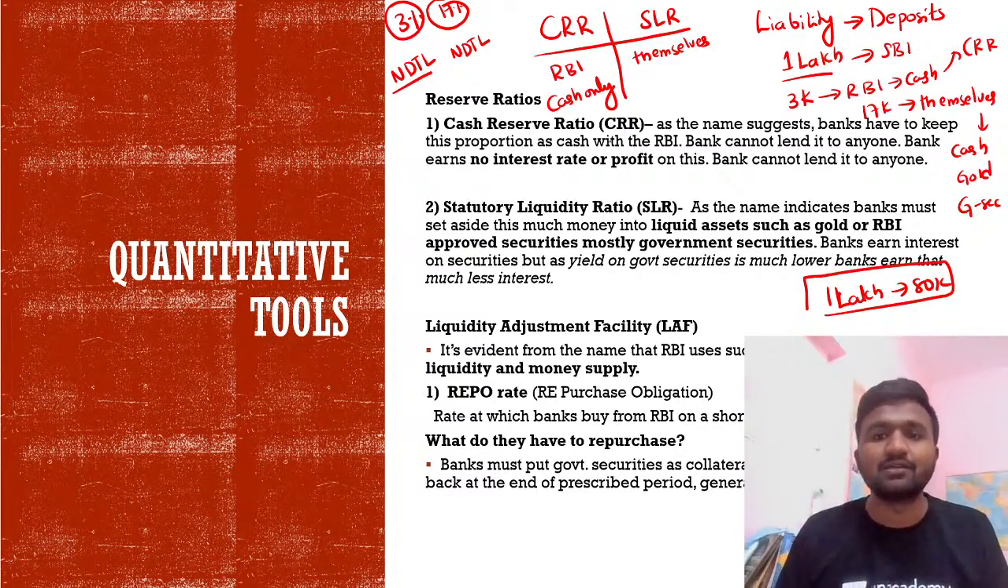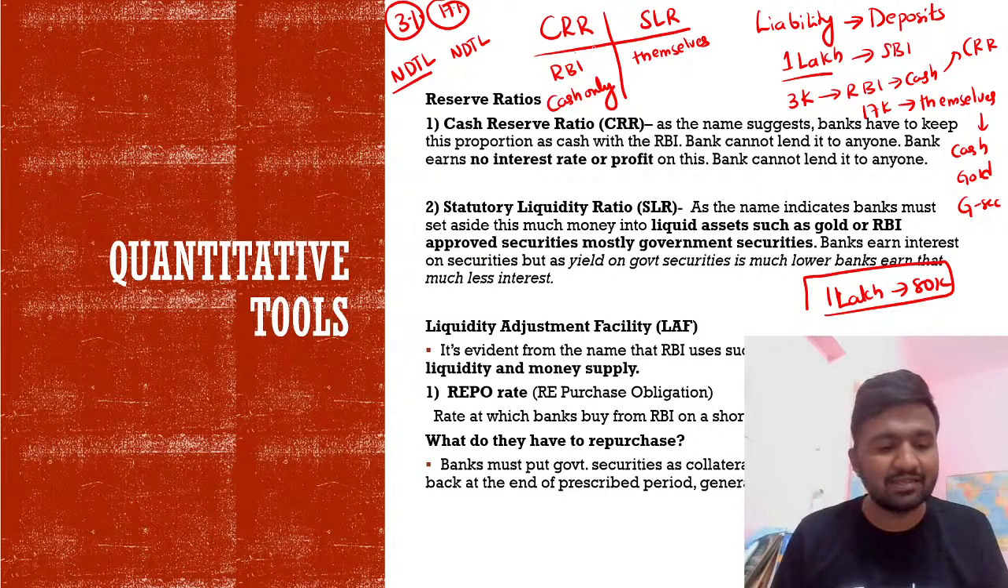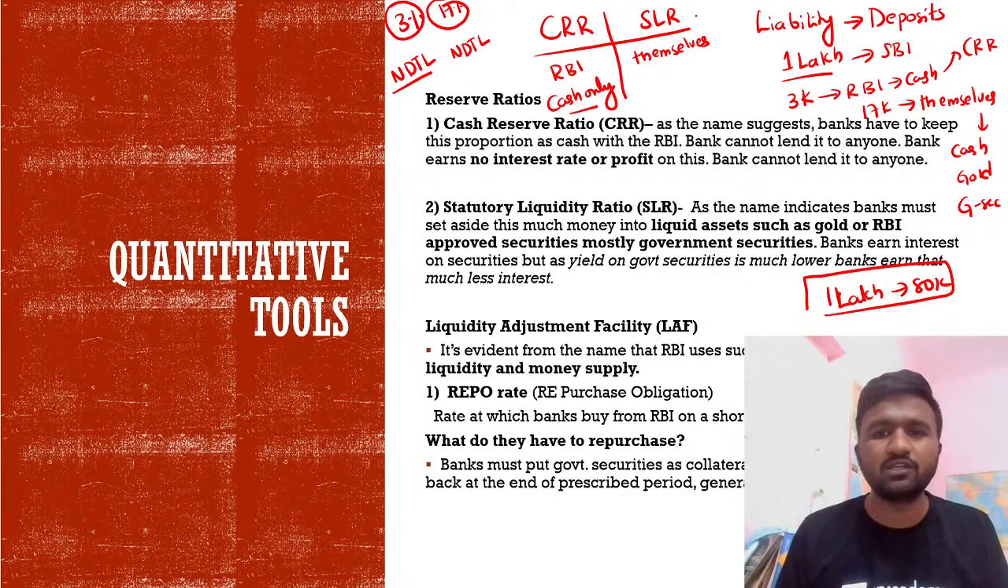Okay. So what is the difference between CRR and SLR? This CRR they should go and keep with RBI in the form of cash only. This SLR, this 17,000, they can keep with themselves in the form of cash or in the form of gold or in the form of government securities.